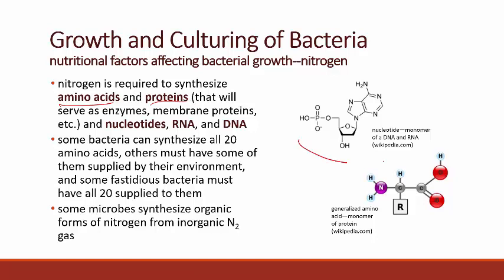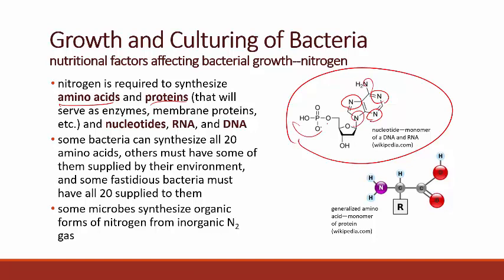So here we see a nucleotide, and notice that here in the base there's a lot of nitrogen in it. A nucleotide is composed of a phosphate group, a 5-carbon sugar, either ribose or deoxyribose, and then this nitrogenous base. And in this base we see 1, 2, 3, 4, 5 nitrogens in it. So in order to make the DNA or RNA that this is a subunit of, we've got to have lots of nitrogen to do that.